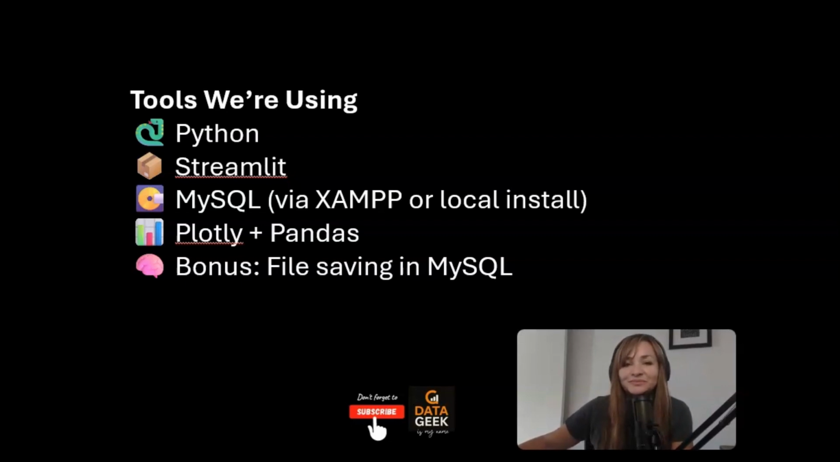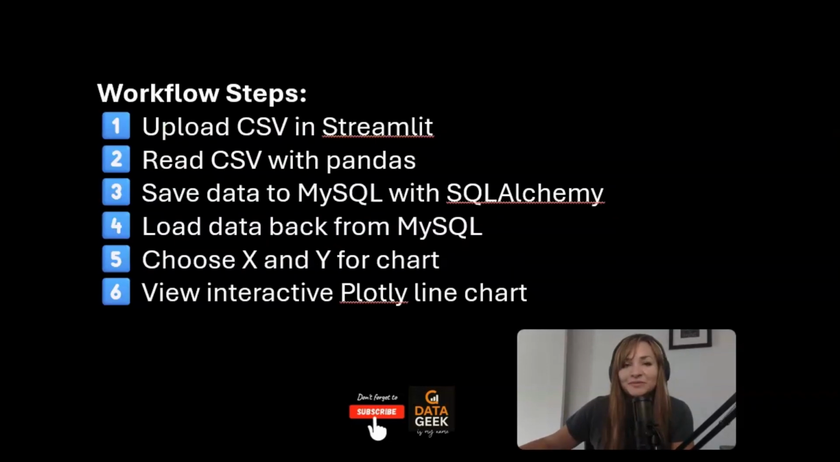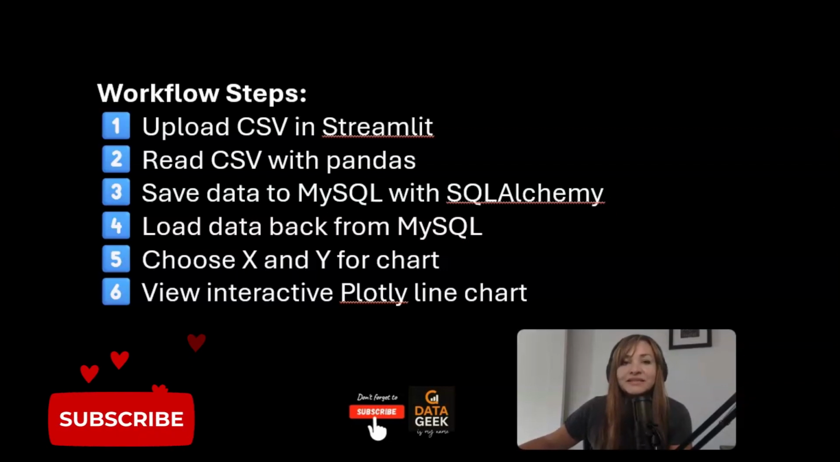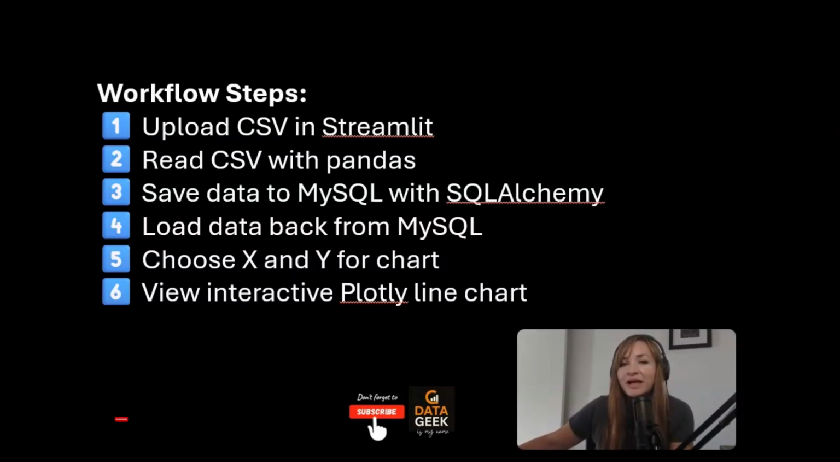in MySQL. Workflow steps: we're going to upload a CSV file in Streamlit, read the CSV file with Pandas, save data to MySQL with SQLAlchemy, load data back from MySQL, choose X and Y axis for charts, and view interactive Plotly line charts.